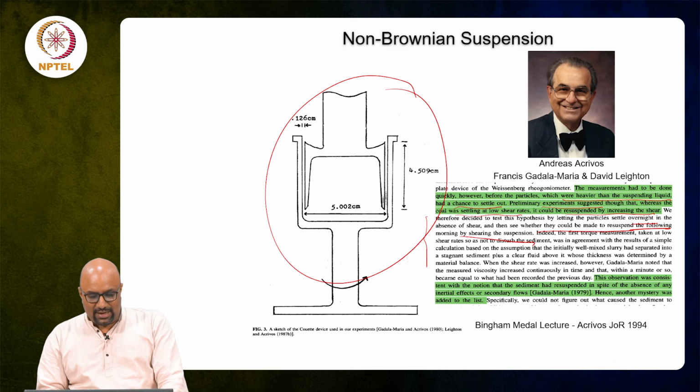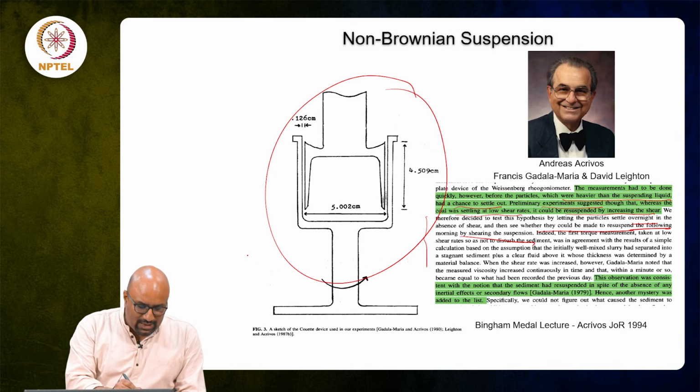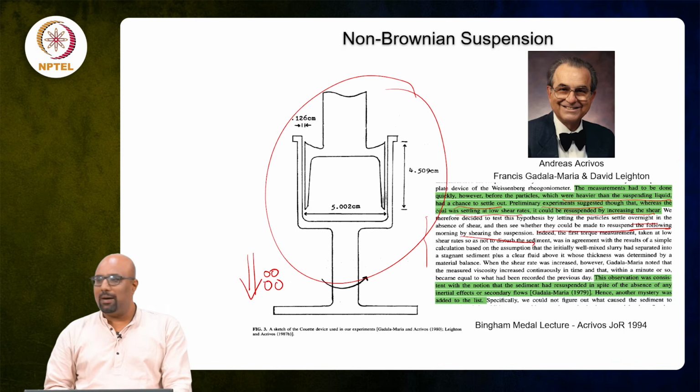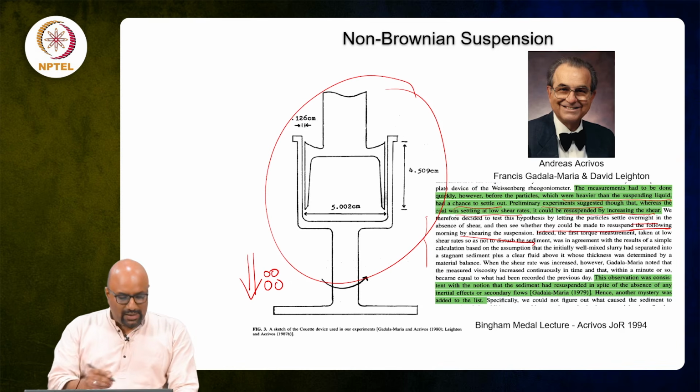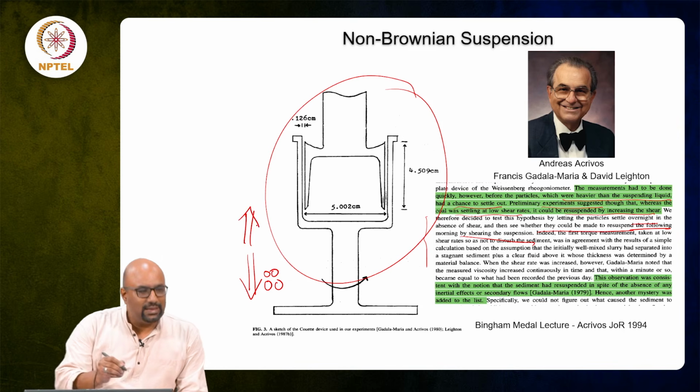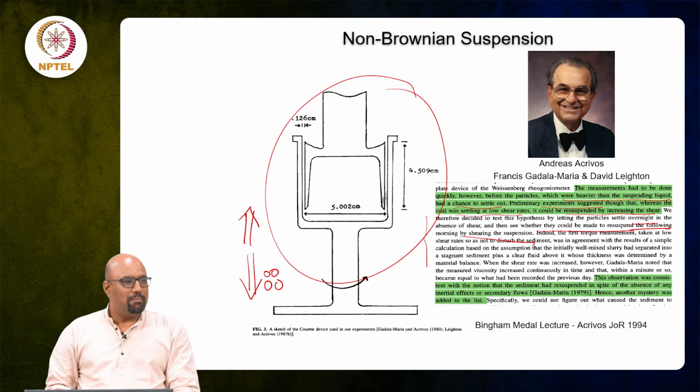So what does this tell us? This tells us that there is a gravitational flux which is trying to pull the particles down, but there is also something competing that is balancing it.